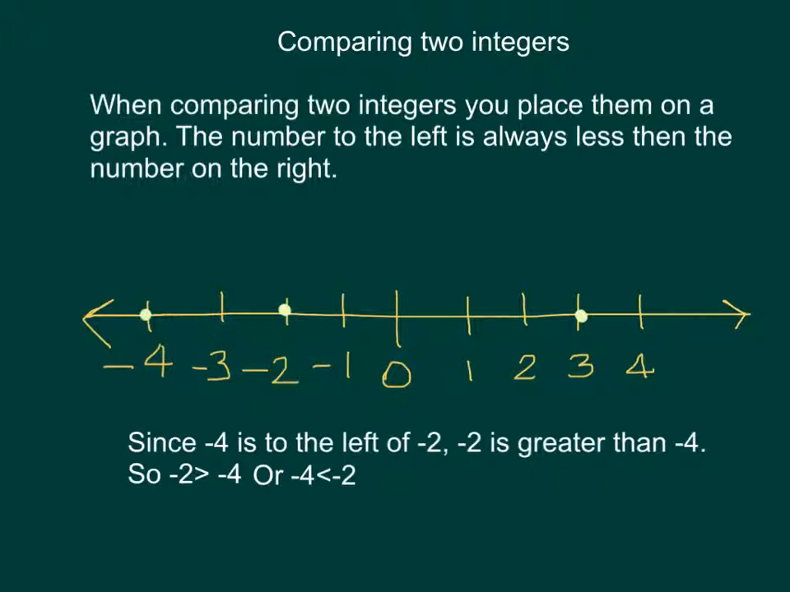When comparing two integers, you place them on a number line. The number to the left is always less than the number on the right. So if we're looking at this example here, we have our -4, our -2, and our 3. Since the -4 is to the left of the -2, -2 is greater than -4. And so we can write it like this. -2 is greater than -4, or you can write it that -4 is less than -2.